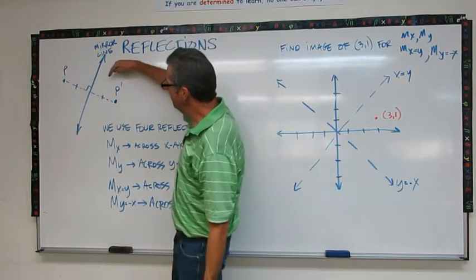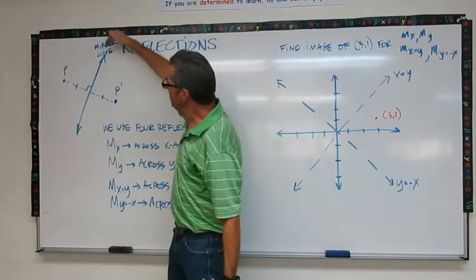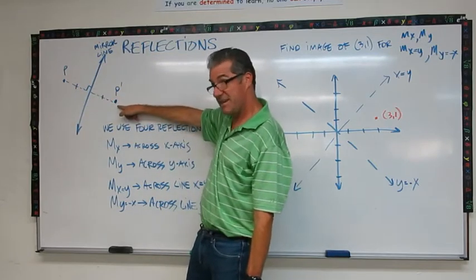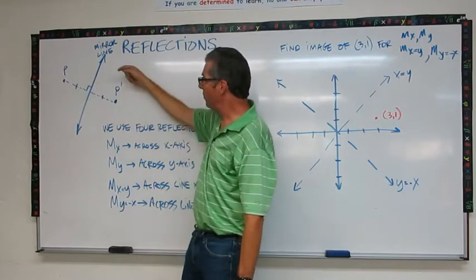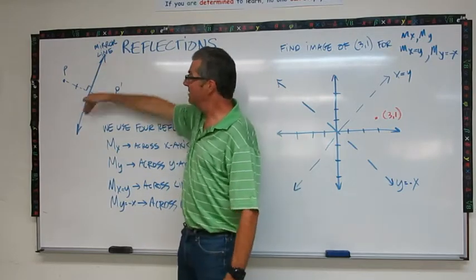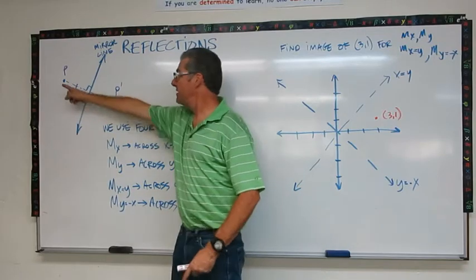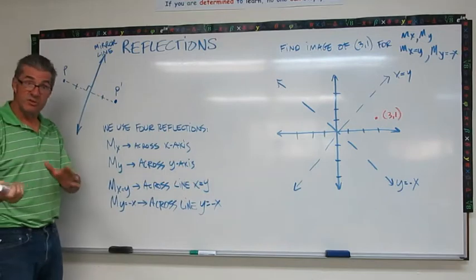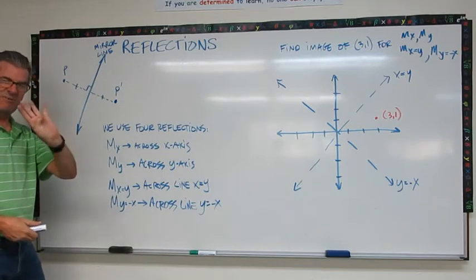Now, you'll notice something here that I've marked on my diagram. The mirror line bisects the segment connecting the original and the image point. And in fact, it bisects it perpendicularly. So the mirror line is a perpendicular bisector of the segment connecting the 2 points.